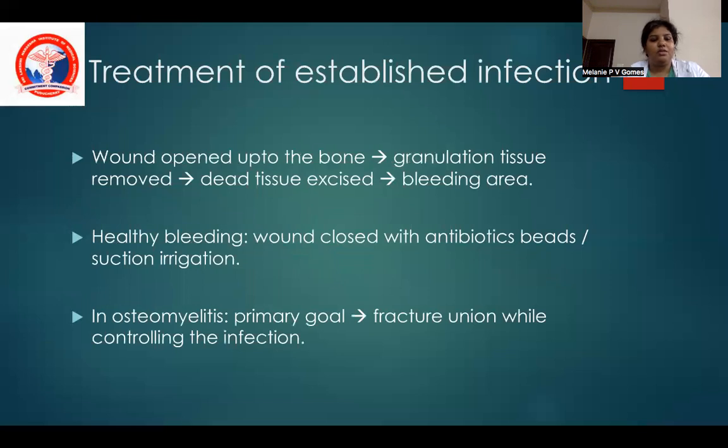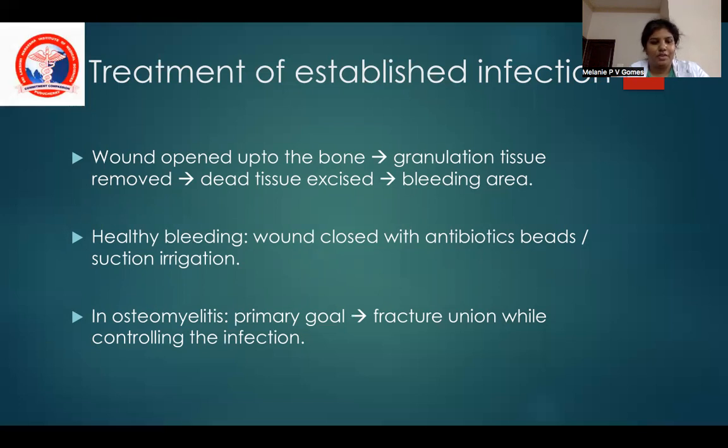Finally, come to treatment of an established infection. The wound should be opened up to the bone and all granulation tissue should be removed. Dead tissue should be excised and a bleeding area left behind. If healthy bleeding surface is achieved, the wound may be closed either with antibiotic beads inside or suction irrigation with antibiotic solution.